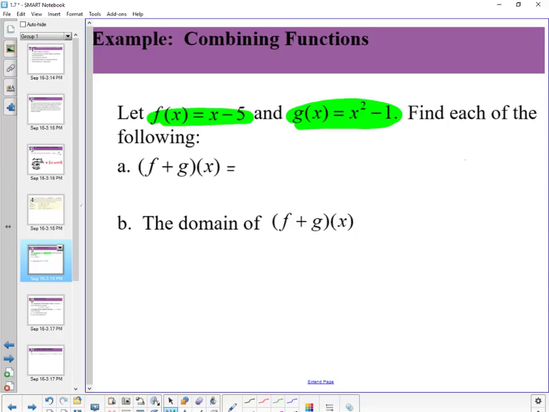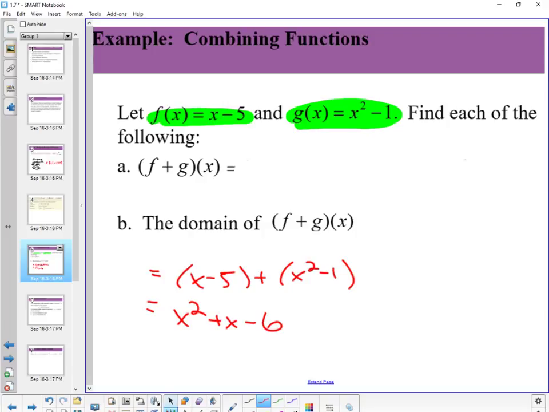Gone. Okay, so here's what we want to do. From that, we want to create a new function called f plus g of x, and it really is just adding the two. So if I've got x minus 5, I'm going to add to that x squared minus 1. That should produce what I'm looking for. So I've got x squared plus x. Negative 5 and negative 1 will make negative 6. And there's our new function, f plus g of x.